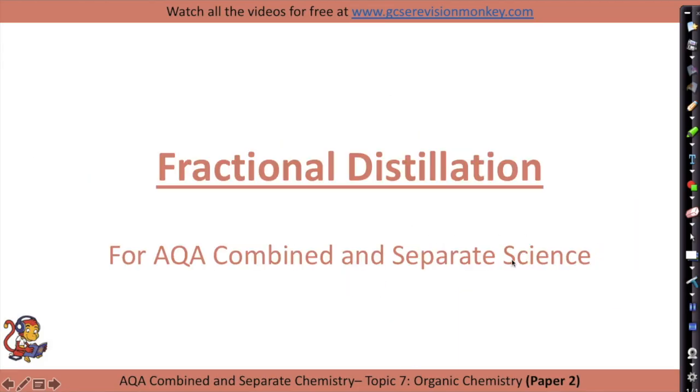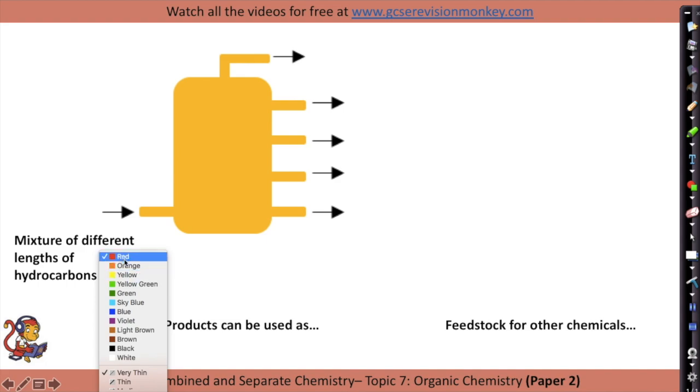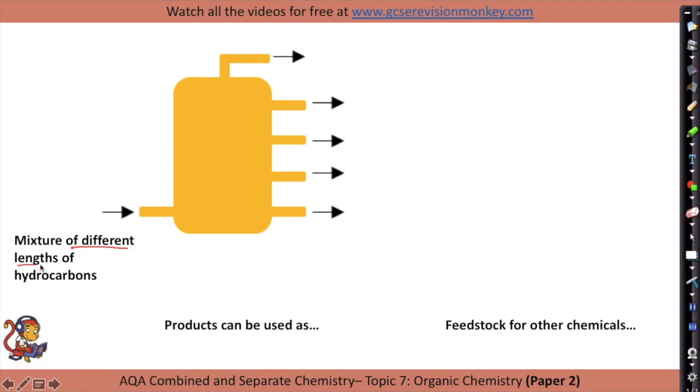Next we're going to look at fractional distillation. With fractional distillation you start off with a mixture of different lengths of hydrocarbons. And this is because in the bottom of the fractional distillation tower we put a substance called crude oil.